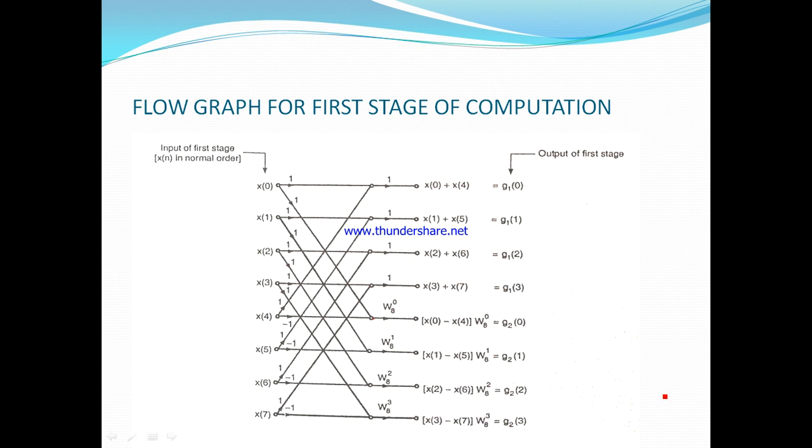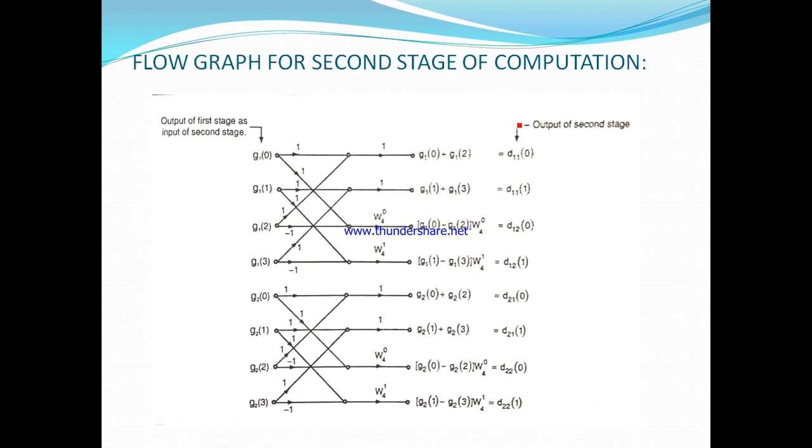So these are the outputs of the first stage of computation. This output is given to the second stage of computation: G1 of 0, G1 of 1, G1 of 2, G1 of 3. These are the outputs of the first stage that will be given as the input of the second stage. Here we have two 4-point DFTs. In the bottom line we are multiplying -1, and here also we are multiplying -1.